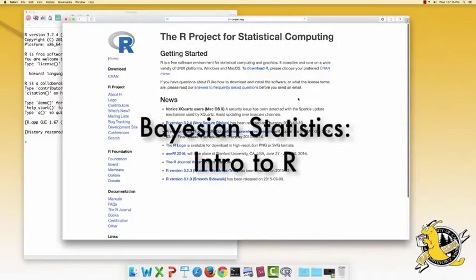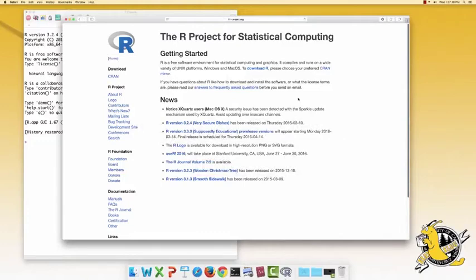R is an open source statistical software package. It can be freely downloaded at r-project.org. There are other Coursera courses that provide detailed lessons on using R. Here I will just provide a short introduction to try to get you using R for the tasks needed in this course. First, launch R.